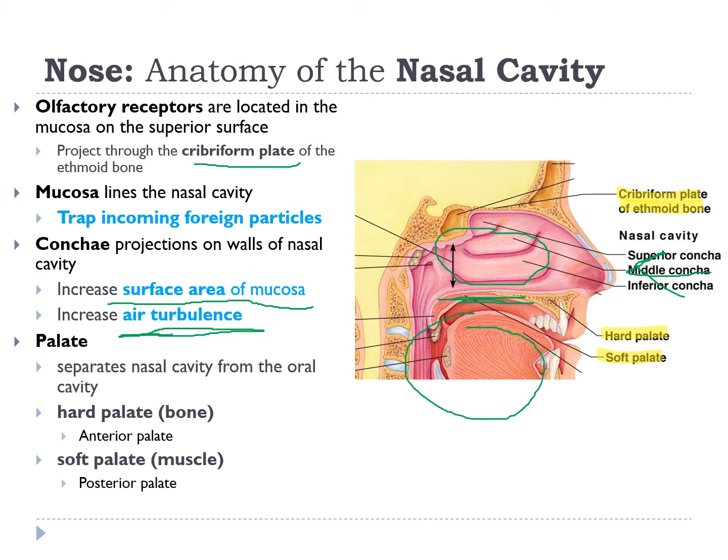And the hard palate is actually the anterior part. So the hard palate is the anterior portion of the palate, and the soft palate is the posterior portion of the palate. Okay, so the palate is that barrier between your nasal cavity and oral cavity. And the hard palate and soft palate are different, yes, because one is hard and one is soft, but also by position. The hard palate is anterior, and the soft palate is posterior.